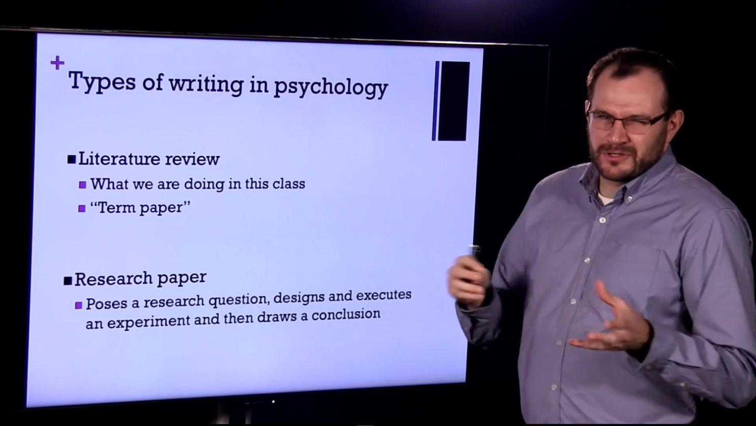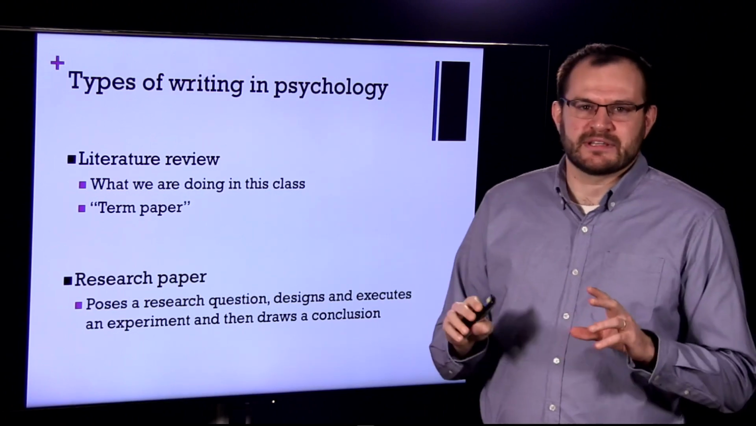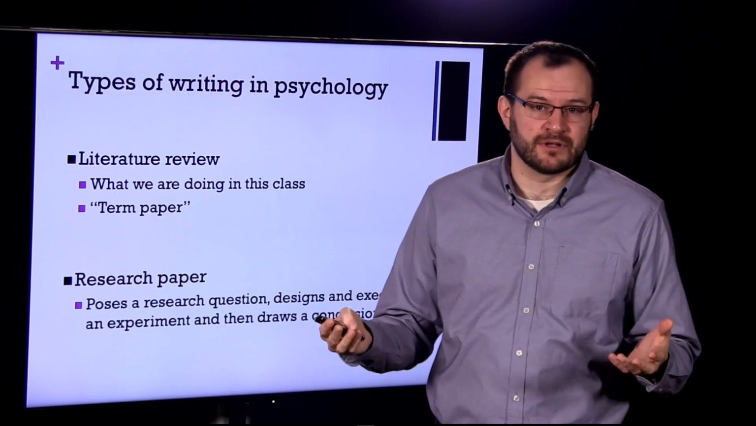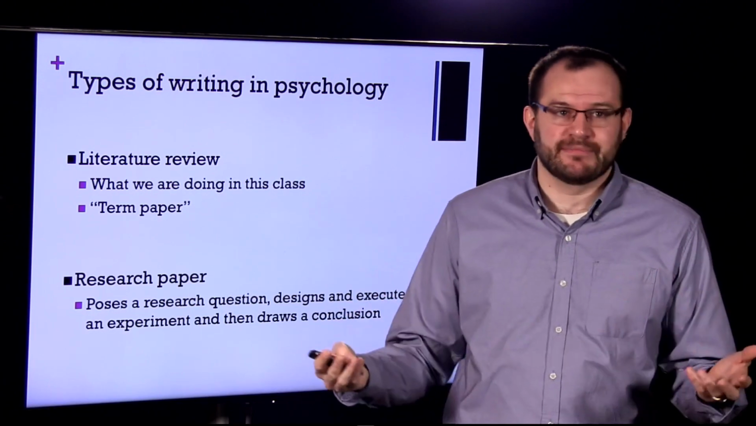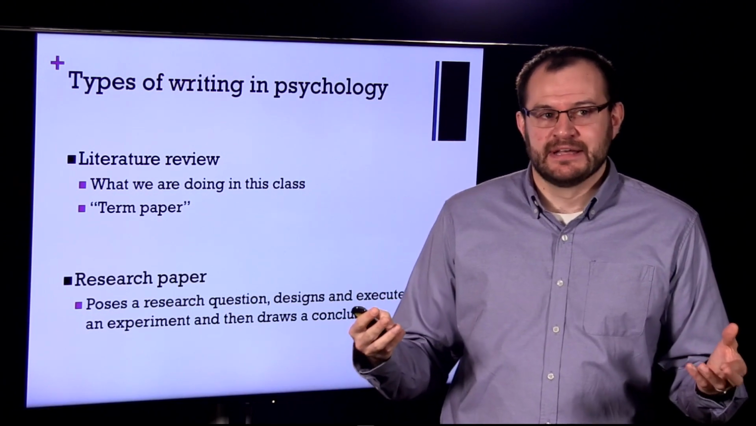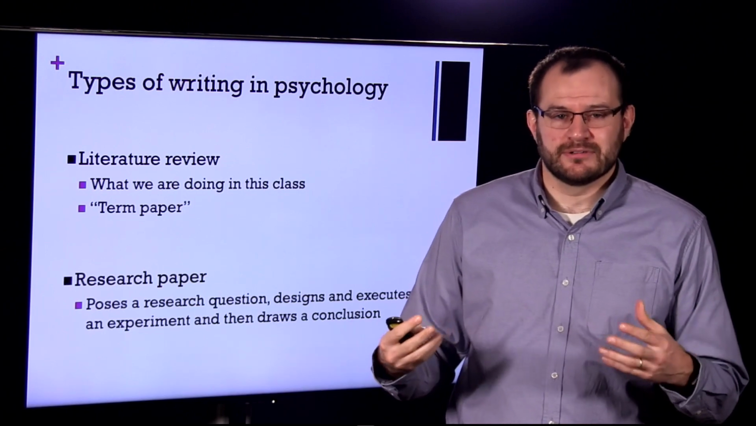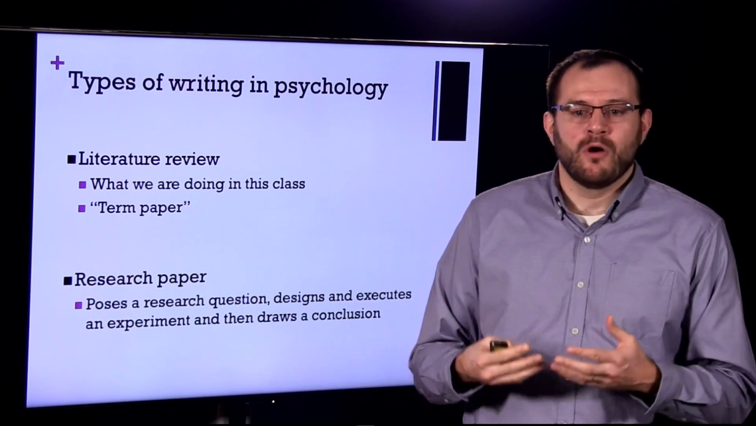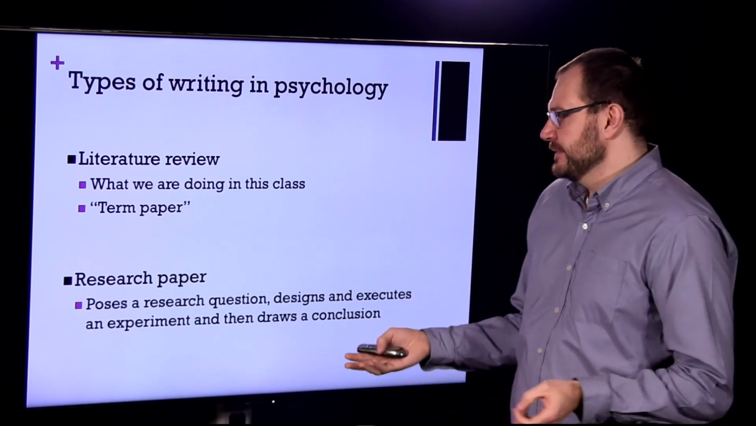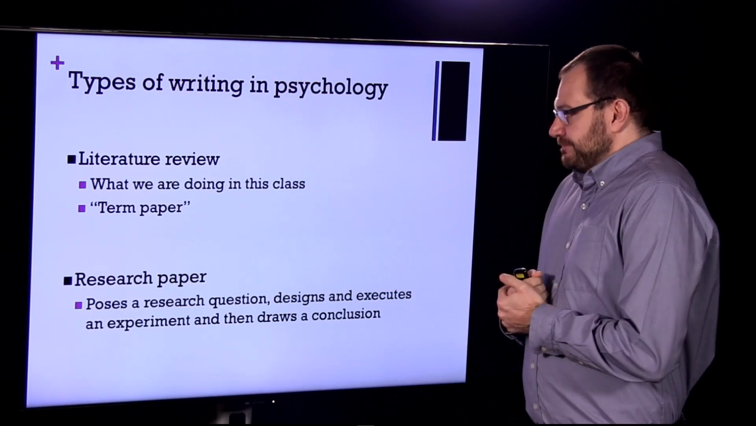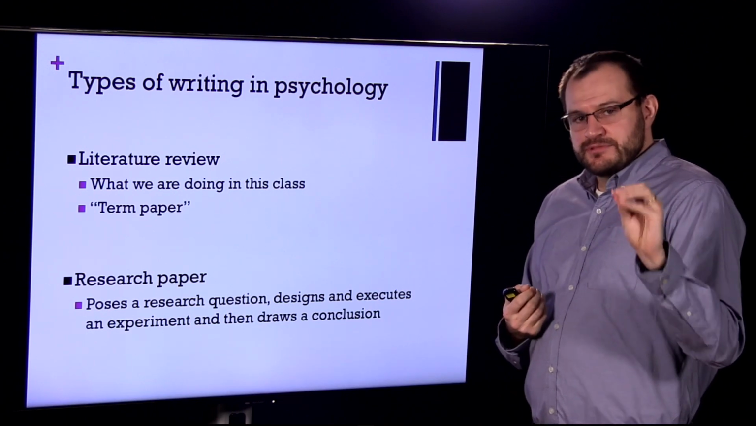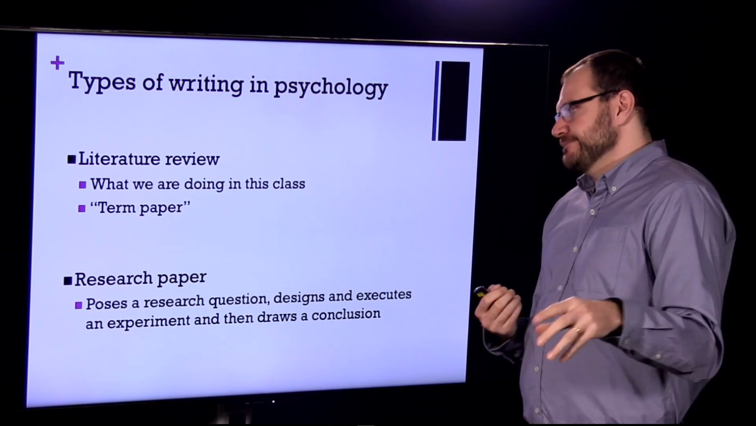Another term for literature review can be loosely termed as kind of a classic term paper. So you have probably done literature reviews for other classes already. When you're asked to study something in some class and have citations and research articles, that's a literature review. You're not doing your own research, but you're reviewing what's already out there. And again, that's what we're doing in this class. You will choose a topic and you'll study it.